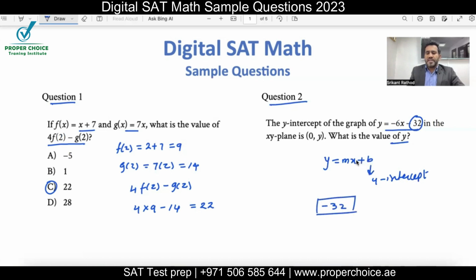Another way to solve, when they say find the y-intercept, you can substitute the value of x as 0 in this equation. Still you get the value of y as negative 32. So there are multiple ways to solve such questions.